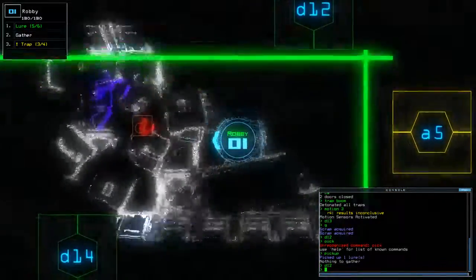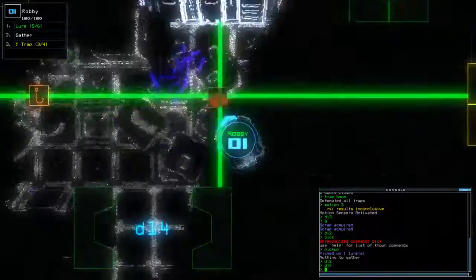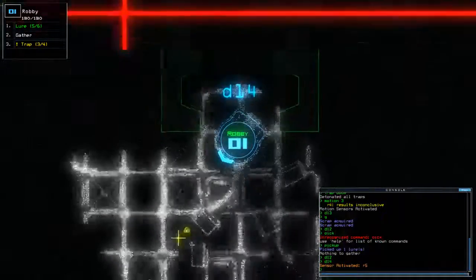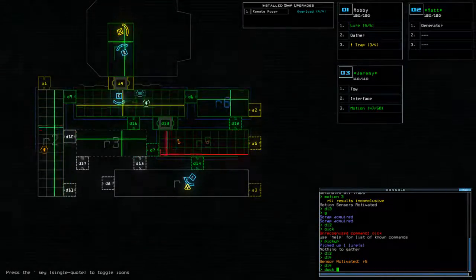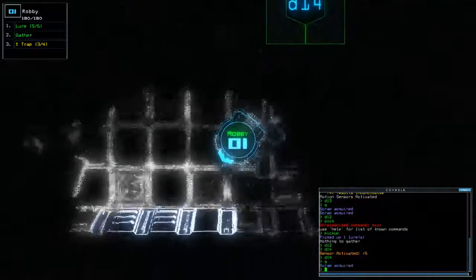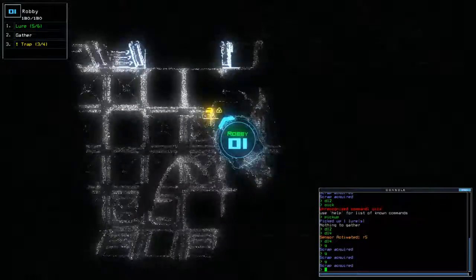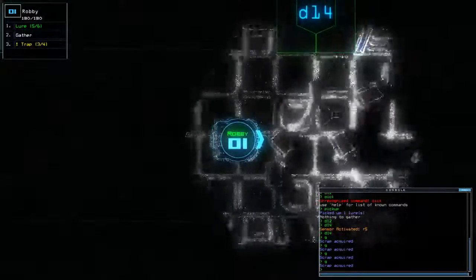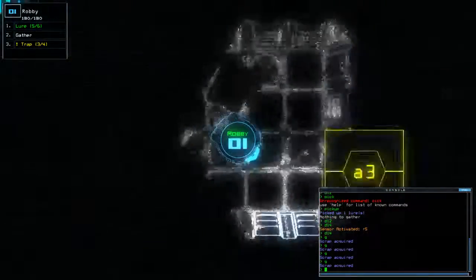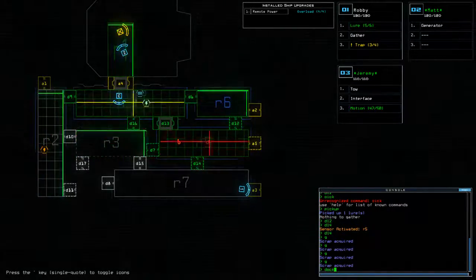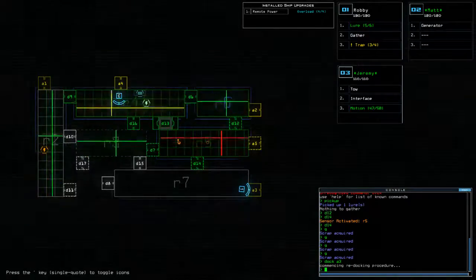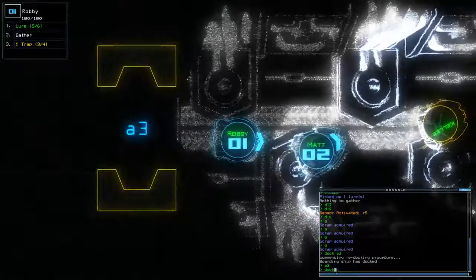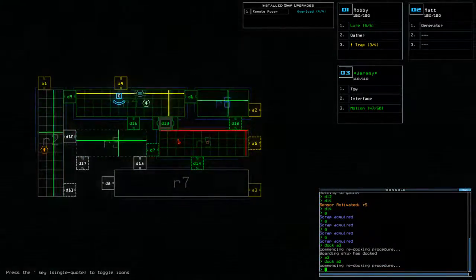Where to next? D14. Thank you. Right. Be another generator somewhere then. For now though, this room is safe. So dock A3. Dock A2. Ooh, wow.